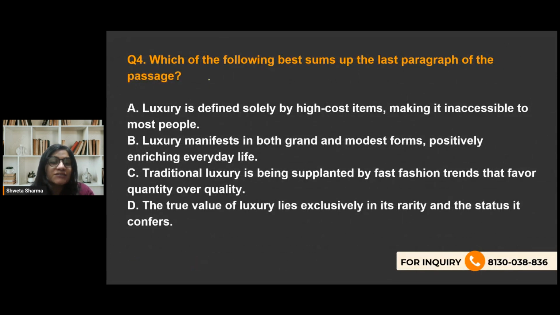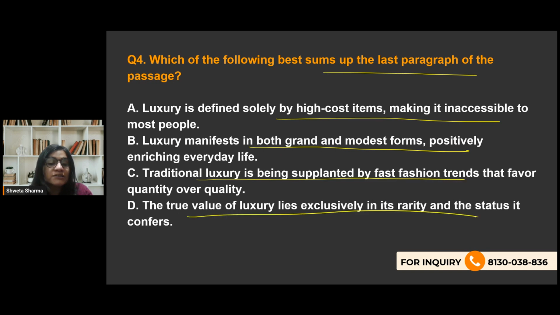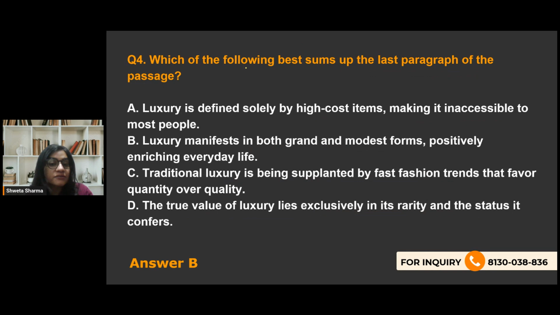Okay. Best sums up the last paragraph of the passage. Luxury is defined solely by high cost items. Traditional luxury is being supplanted. Or true value of luxury lies in sincerity, both in grand and modest forms, positively enriching everyday life. So B is the correct answer.